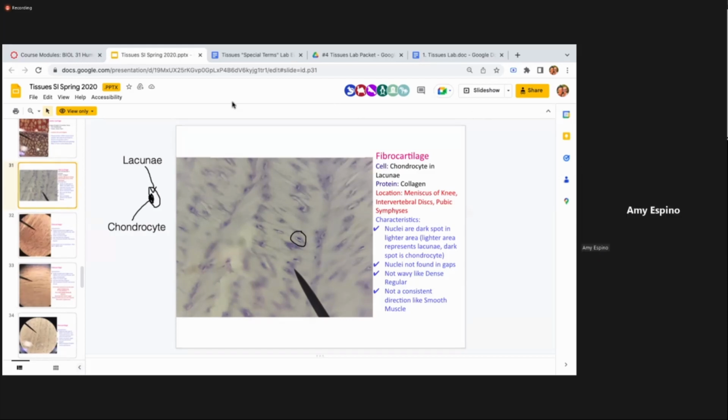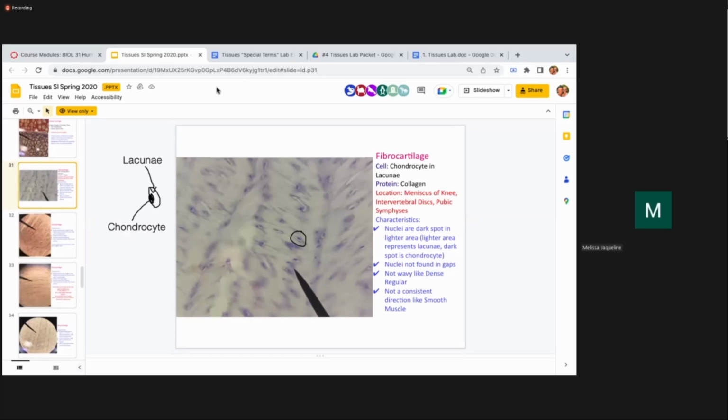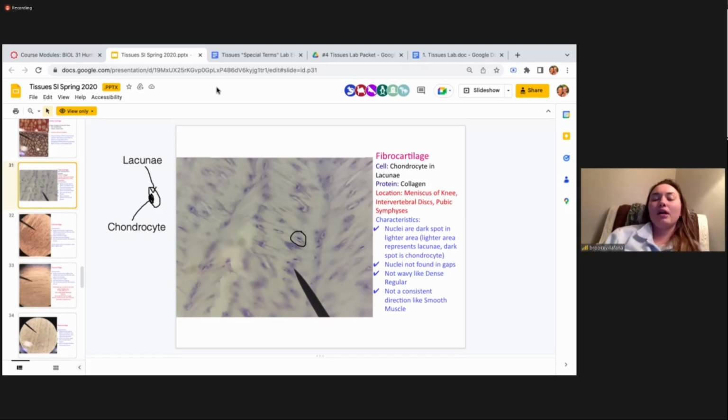Okay. I have a question too. Just to clarify, would we need to know the function of the lacuna and the chondrocyte overall? Or is that not really what we're getting tested on? That's not really what you're getting tested on. I mean, it's pretty simple. The chondrocyte is just the cartilage cell, and the lacuna is the house.